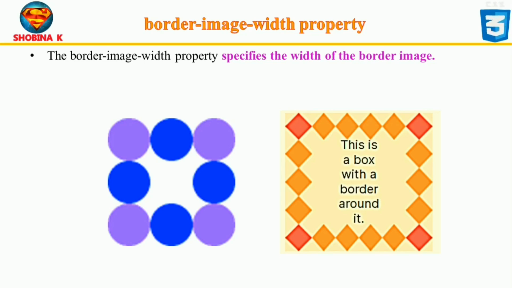This property takes up to 4 values. When 4 values are specified, the width is applied to top, right, bottom and left in that order. The order is always clockwise. When 3 values are specified, the first value is applied to top, the second is applied to left and right, and third to bottom. When 2 values are specified, the first is applied to top and bottom, and second is applied to left and right. When only one value is specified, it is applied to all the 4 sides.